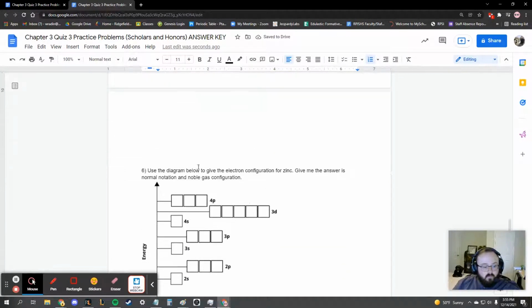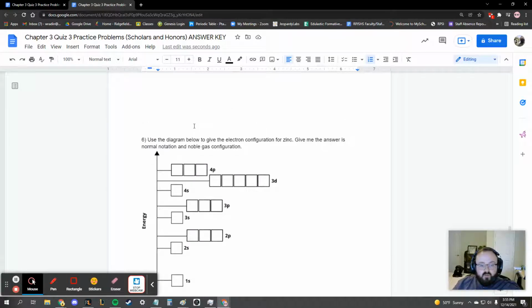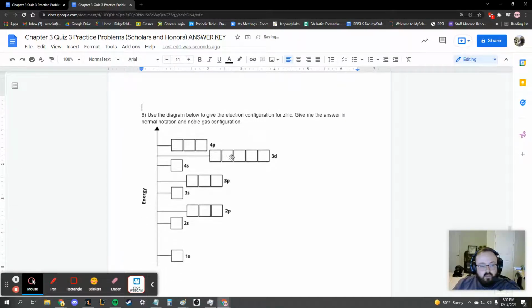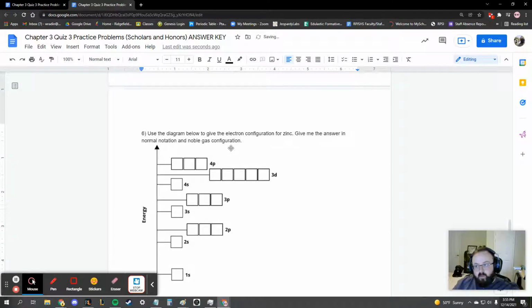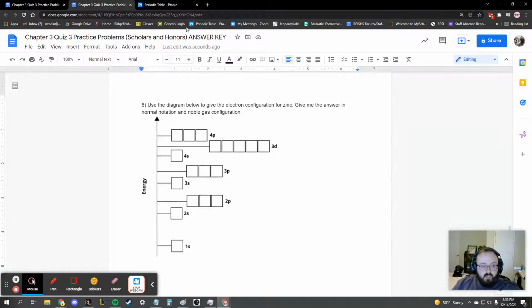Right? Next question here. Giving us the electron configuration for zinc, give me the answer. I should say in normal notation and noble gas configuration. So this one's kind of the big ticket question of the quiz, so I really want to go over this. The first thing that we need to know is this is not an ion. Alright, I just say for zinc.